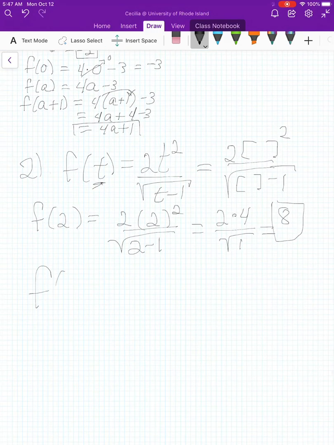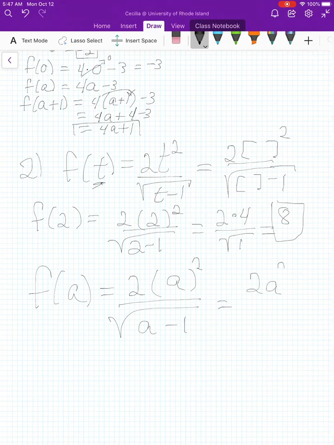All right, the next one is f of a. So we're going to say this is 2 times the quantity squared, right? So we're going to put our a here, over the square root of a minus 1. This is just 2a squared over the square root of a minus 1. Really, there's nothing I can do for that one except substitute the letters.